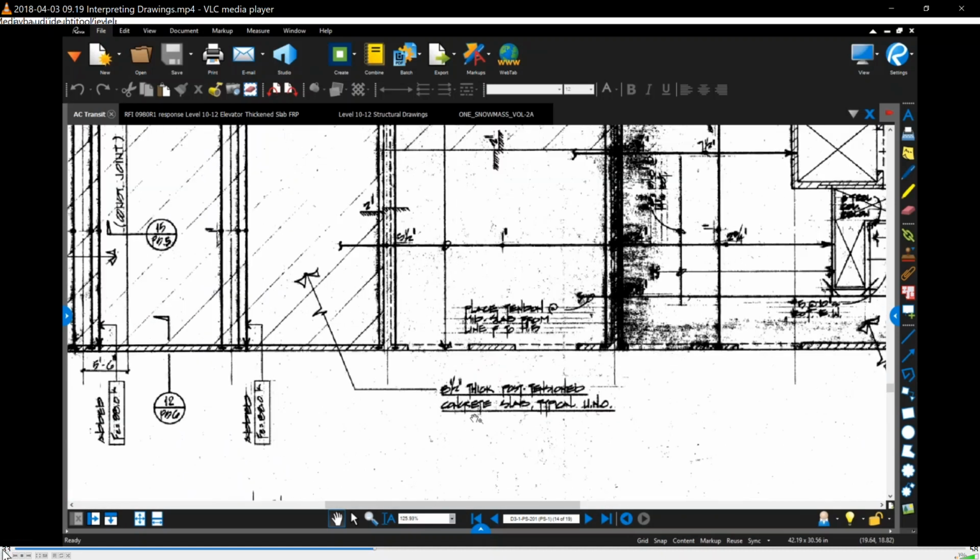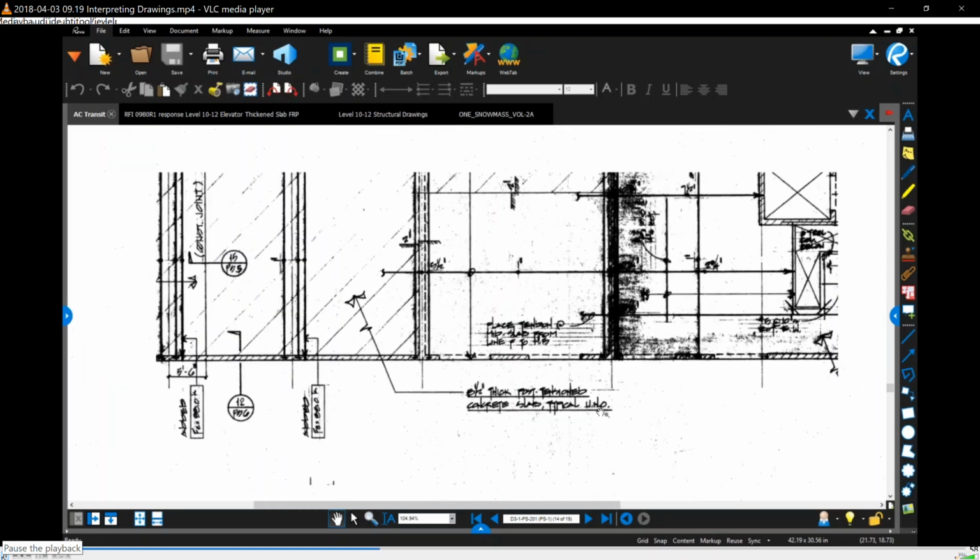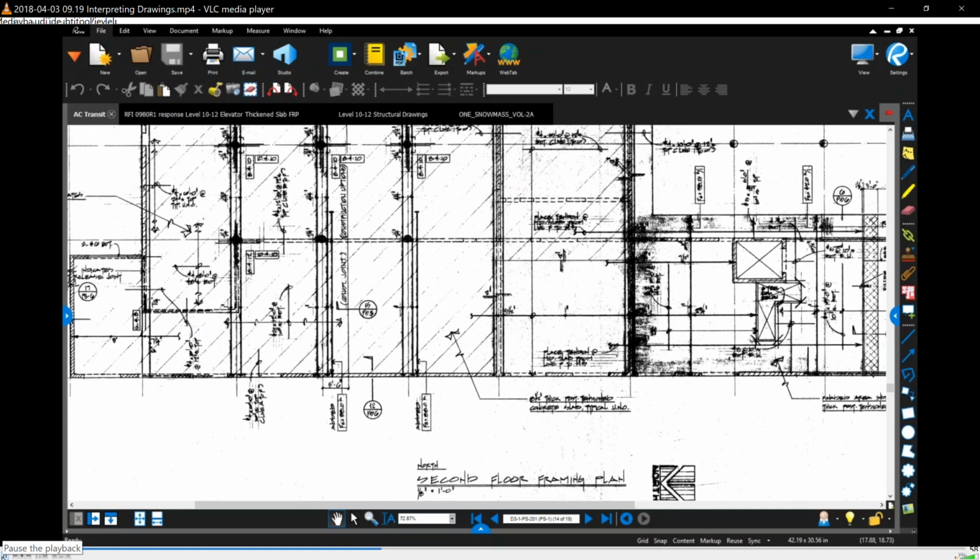There's a typical note like this: 8.5-inch thick post-tension concrete slab, typical unless noted otherwise. That's what UNO stands for. And then you see how this cable here only goes back for a certain dimension. That's basically added for this last bay.